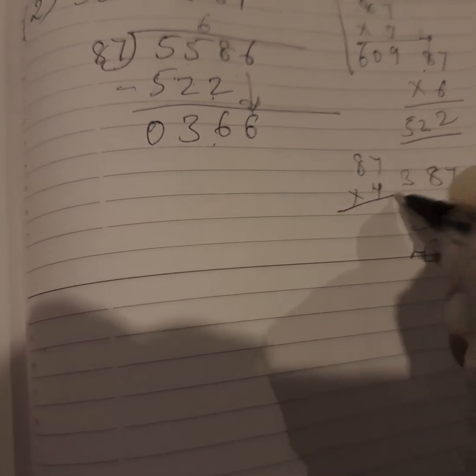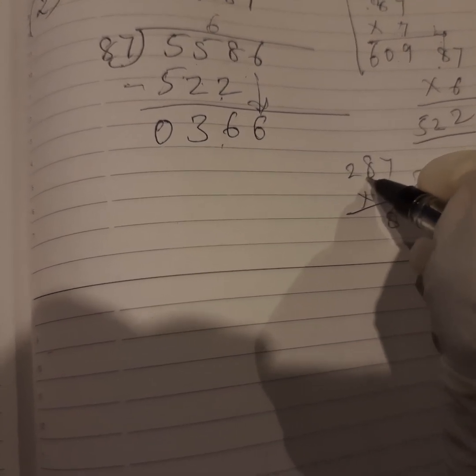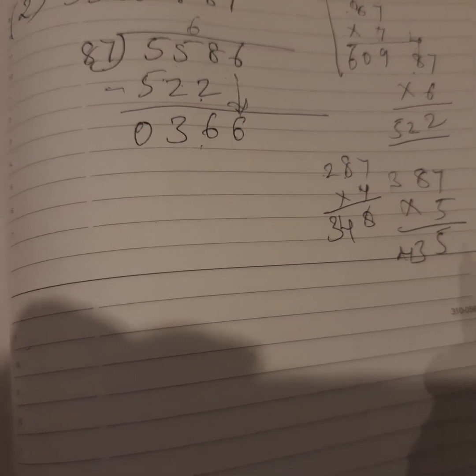Then we go for the other number. 87 4s. 4 7s are 28. 8, 2 carried. 4 8s are 32. 32 plus 3, 33, 34. So we can go for 4s, right?